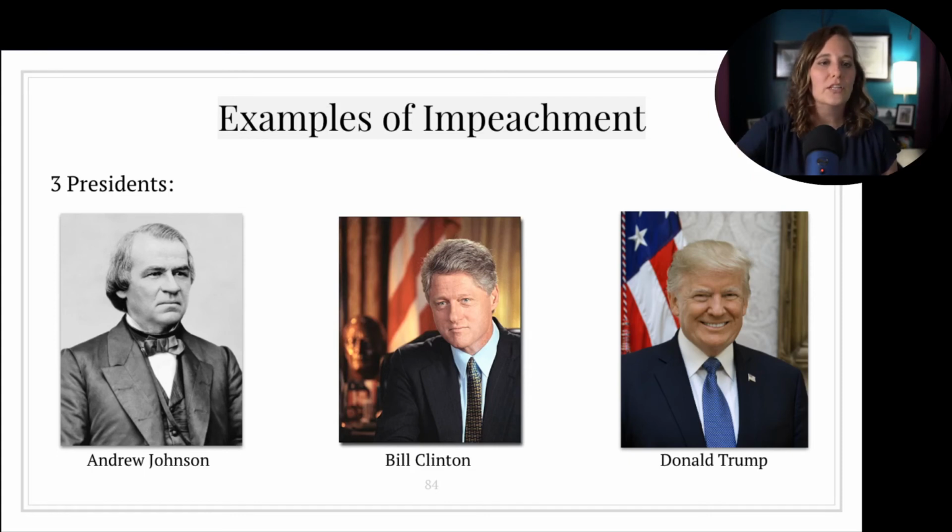Donald Trump was accused of trying to get the Ukrainian president to interfere in the 2020 election by announcing a phony investigation into the son of his Democratic challenger, Joe Biden. All of the Democrats and independents in the Senate voted to remove Trump, but not a single Republican voted for removal. With a majority Republican Senate, Donald Trump remained in office.